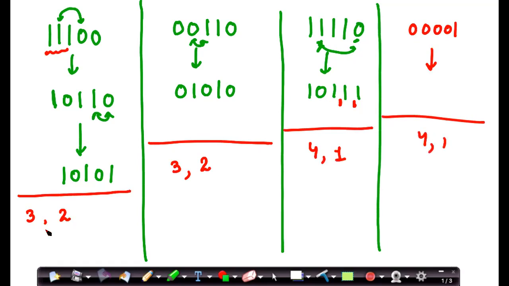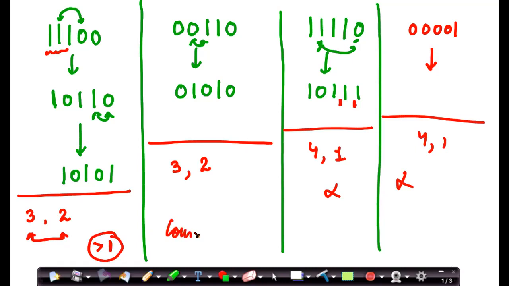So basically, if the absolute difference between the count of zeros and ones is greater than 1, in that case, we cannot make the string alternating. But if it is less than or equal to 1, then definitely we can make the string alternating.